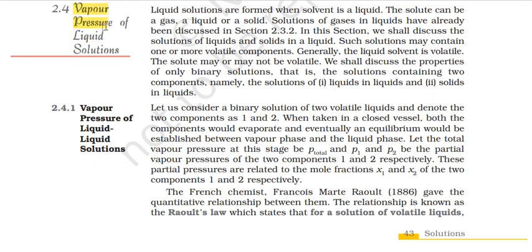Liquid solutions are formed when the solvent is a liquid. Obviously, the solute can be a gas, a liquid, or a solid. Solutions of gases and liquids have already been discussed. We shall discuss solutions of liquids in liquids and solids in a liquid. Okay? Such solutions may contain one or more volatile compounds. Generally, this liquid solvent is volatile. Usually, our liquid solvent, because of which our solution is liquid, can be volatile. The solute may or may not be volatile.